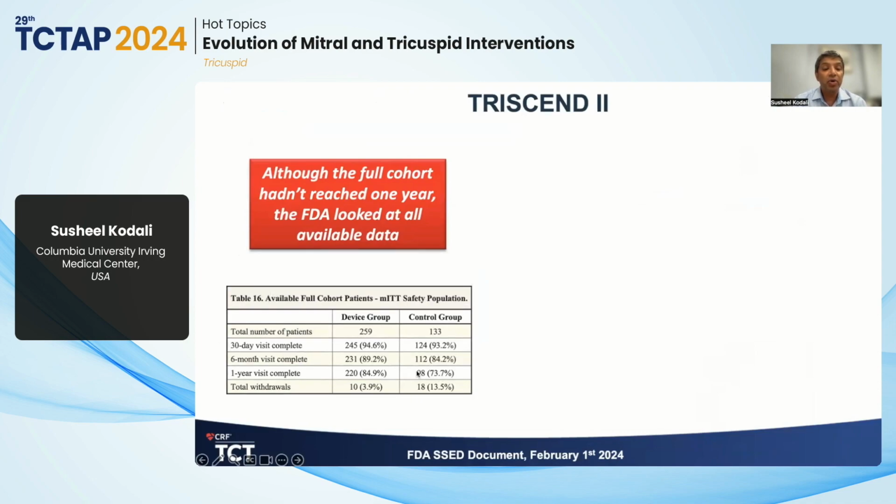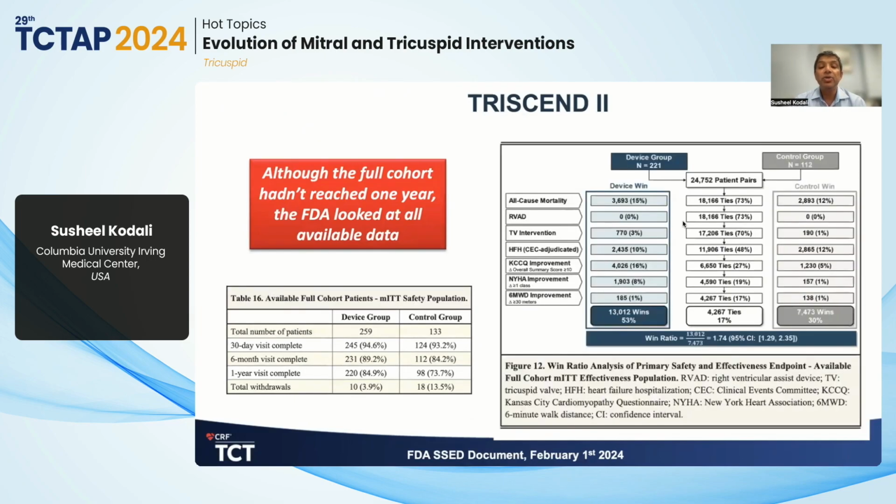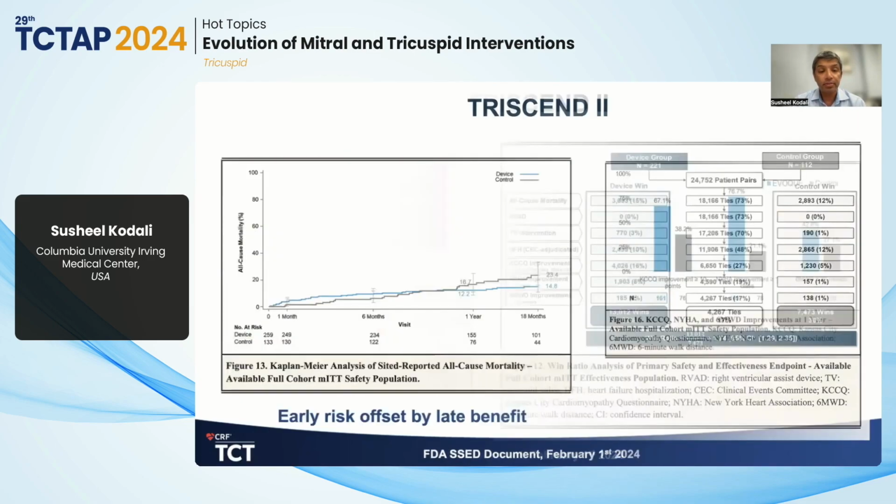And you see here more than 300 patients, nearly 320 patients, had already received 1-year follow-up. And so using this cohort of patients that already received 1-year follow-up, the FDA calculated the 1-year hierarchical win ratio, which included mortality and heart failure hospitalizations. And what you see here, patients in the Evoque arm did significantly better than the control arm, with a win ratio of 1.74, which was significantly better than the control arm.